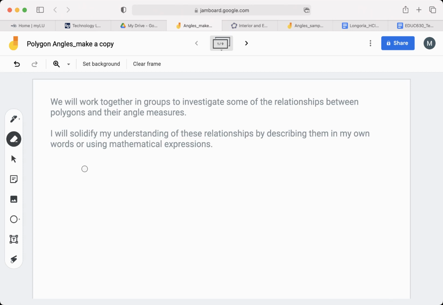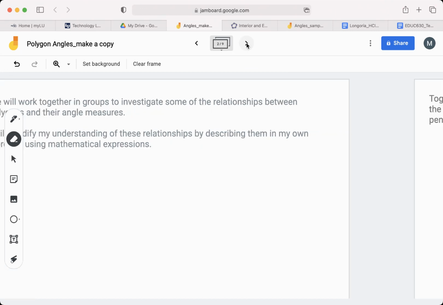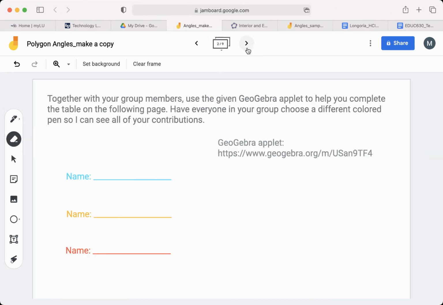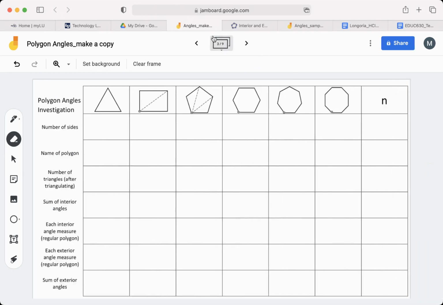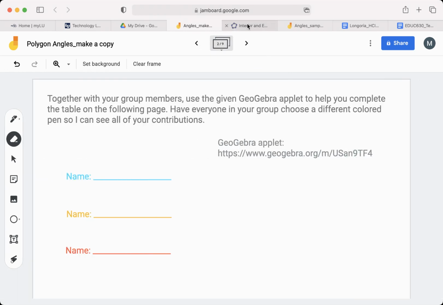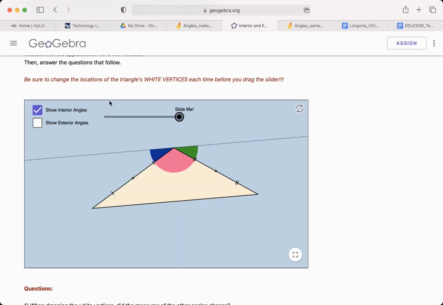And so through the lesson, they're going to be describing these relationships, which are their conjectures or their arguments, so to speak, and then kind of refining their responses based off of the responses of other students, their other group members. So they choose their group members, their colors, so that I can see their different contributions. And then they also go to the GeoGebra applet. And so that brings you here.